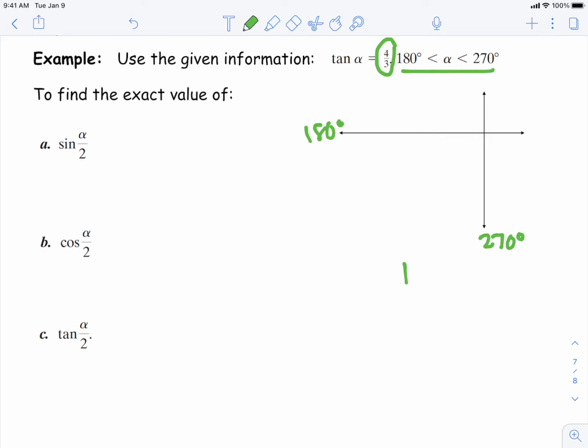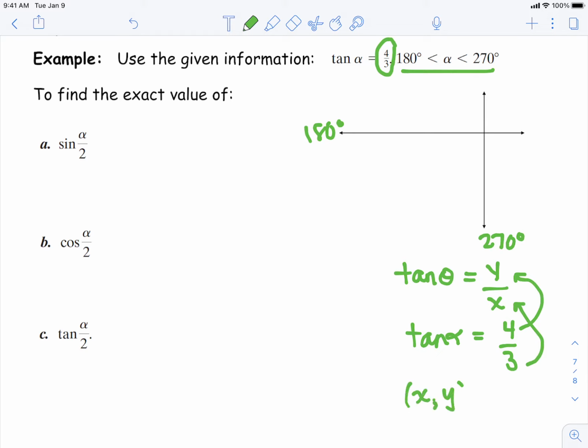So earlier in our course, we learned that the tangent ratio is the y over the x. So we're given that the tangent of alpha equals 4/3. So the 4 is going to be our y value, and the 3 is going to be our x value. So we're going to go ahead and plot this point. So the point is 3, 4.